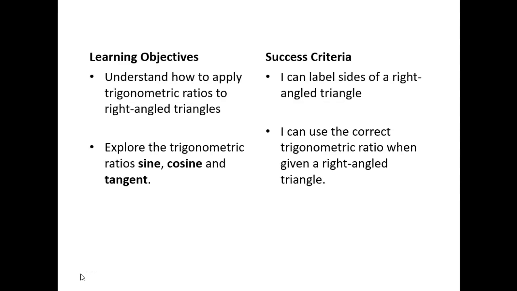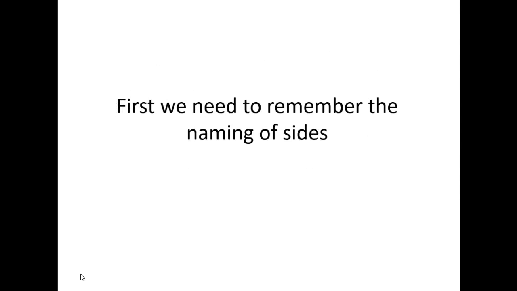And then we've got success criteria. So basically, by the end of this lesson, you should be able to label the sides of a right angle triangle and to use the correct trigonometric ratio when given a right angle triangle. So just remember, at this point, we're dealing with right angle triangles only.